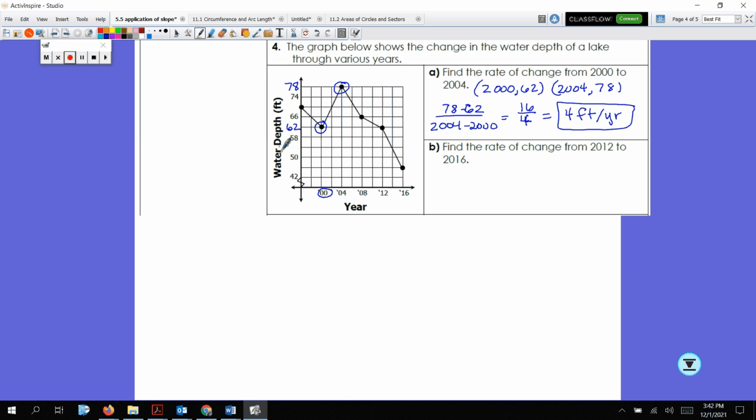All right, B says find the rate of change from 2012 to 2016. Well, let's get rid of these points. We're not using those anymore. All right, 2012 right here, 2016 right there. All right, we need to find our y value. Remember, each one of these blocks is 4, so this is going to be 46. So our first ordered pair is right here, (2012, 62).